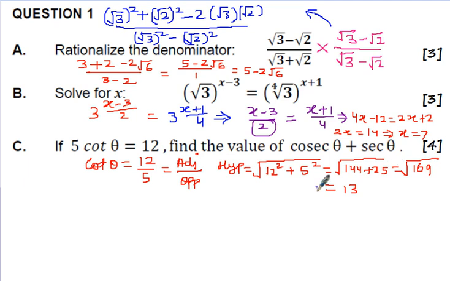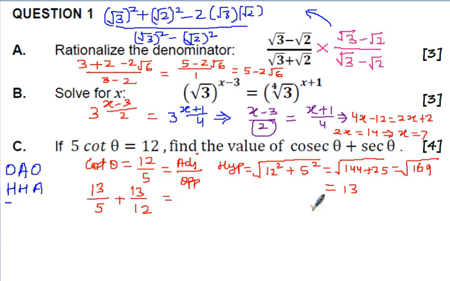Now you can solve. What you wanted was cosec theta. Cosec is here, H upon O. So this is your H. H is 13 now. So 13 upon O, meaning opposite, which is 5. Plus sec is H upon A, so hypotenuse upon adjacent, adjacent is 12.